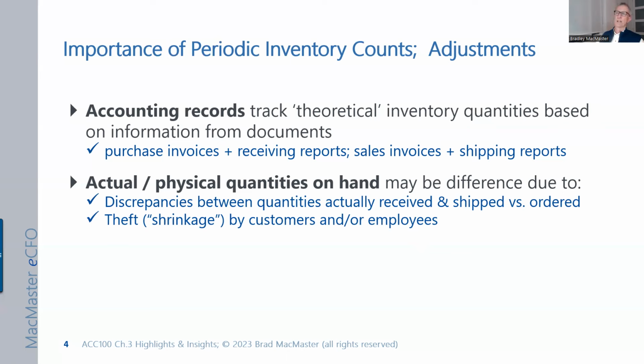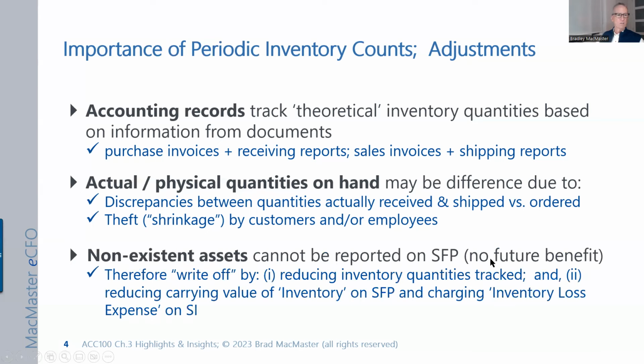The other thing that can happen, of course, is the phenomenon of shrinkage, which is a euphemism for theft. Goods can just disappear, and they can be stolen by customers in a retail store, or they can be stolen by employees who have access to the goods in our business facility. So if there's shrinkage and the quantity of goods available does not match the quantity that the records say is there, then we have to bring the records into alignment with the physical facts, so that when we present a value on the balance sheet for inventory, it represents what's really in existence.